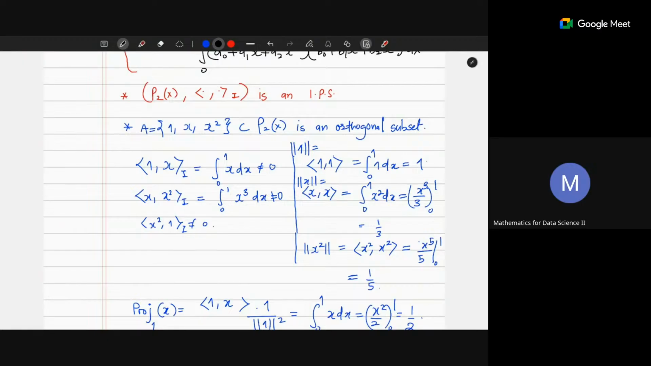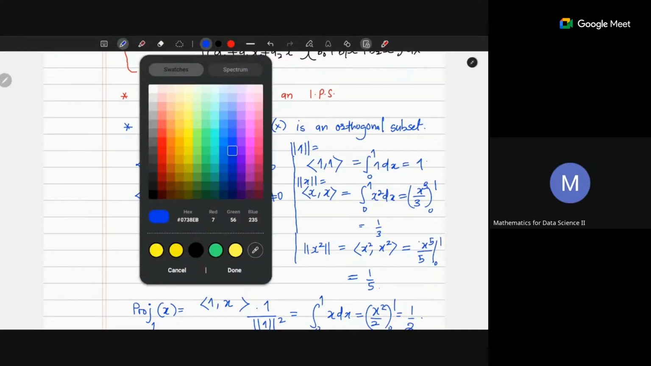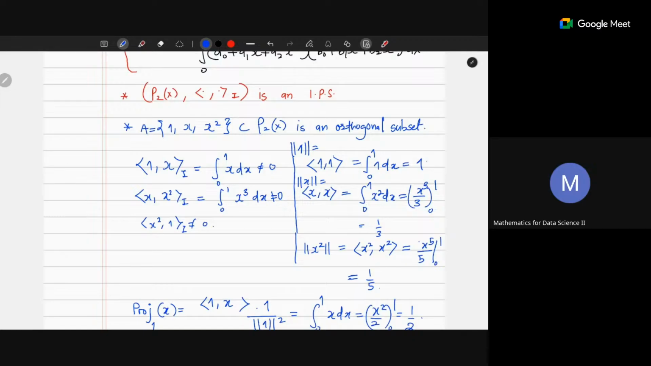No, it is 1 by 3, right? Look at this, norm of x. Norm of x is equal to the inner product of x with itself. Now this inner product is what? It is the integration from 0 to 1 of x multiplied with x, which is x square dx. Now what is the integration of x square? It is x cubed by 3, and if you take the limits, you will get 1 by 3. So it is 1 by 3, not square root of 1 by 3.